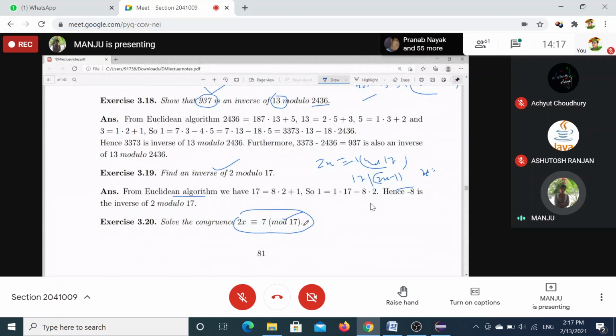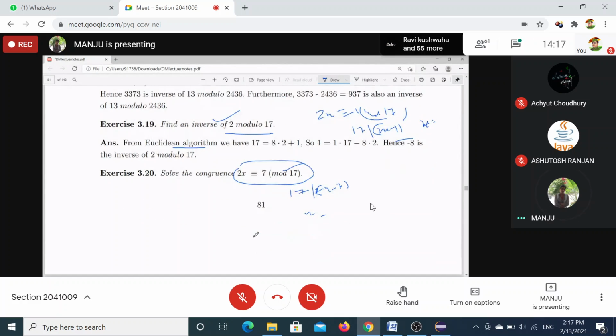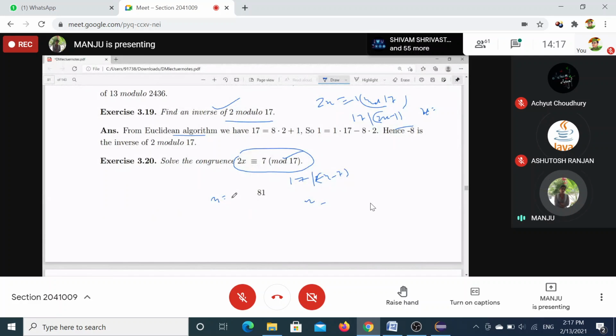2x is congruent to 7 mod 17. So here, directly, if you want, find x such that 17 divides 2x minus 7, that is one way. Another way is just multiply the inverse of 2 on both sides. Inverse of 2 we got from here, right? So x into 2 into inverse of 2 will give you 1 into x. That is congruent to 7 into inverse of 2 modulo 17. So inverse of 2 we got 12, or what?